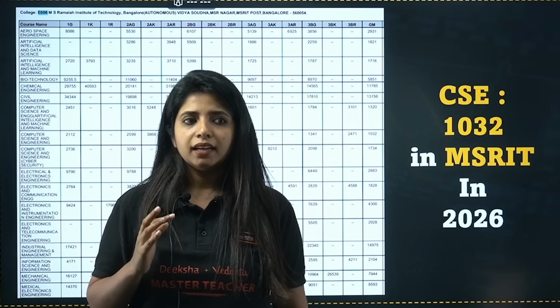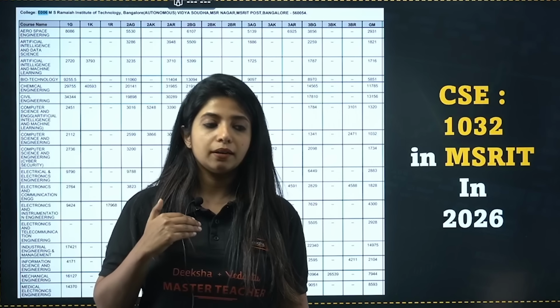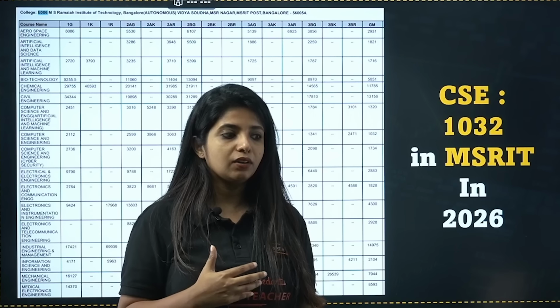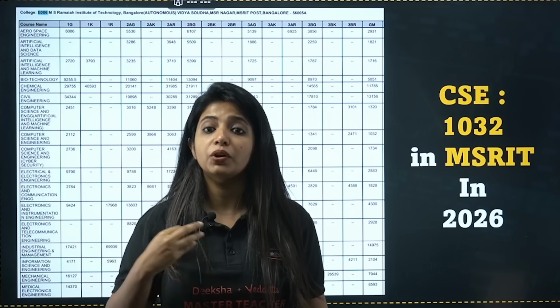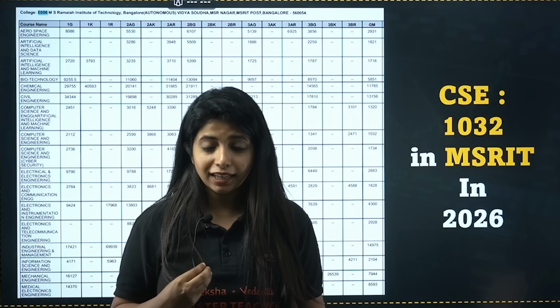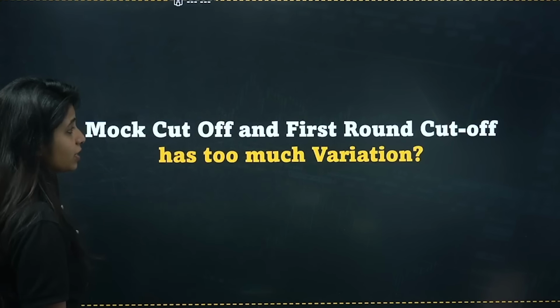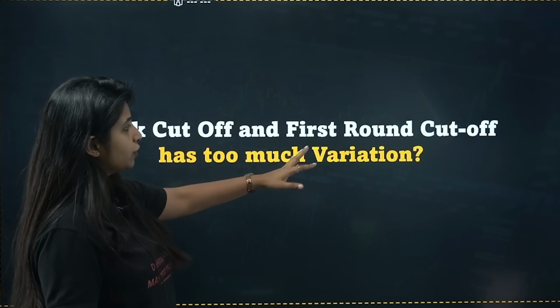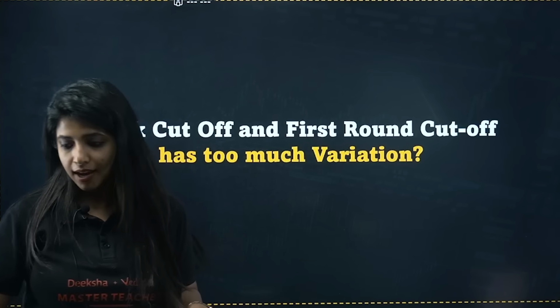Okay, and as I said, it's not a reason to get into panicky mode. It's basically a reason to become more cautious about what you're entering in your list. You get it? That's the whole point of this particular video as well. So mock cutoff and the first round cutoff have too much variation. That would be the next thing.